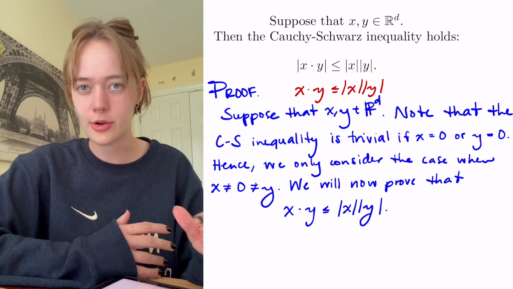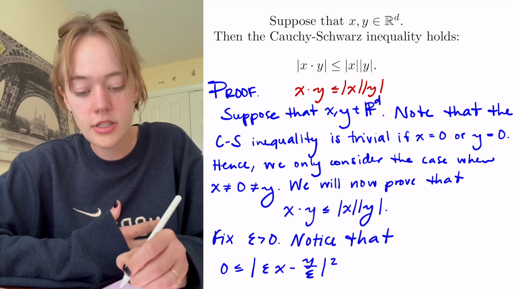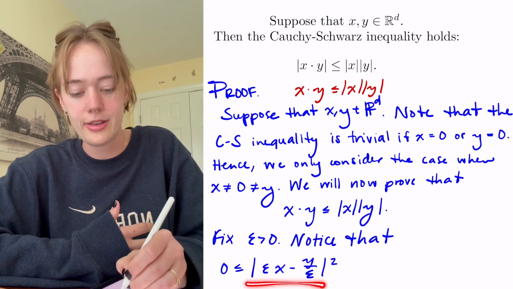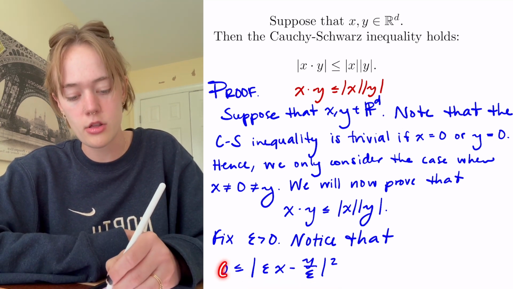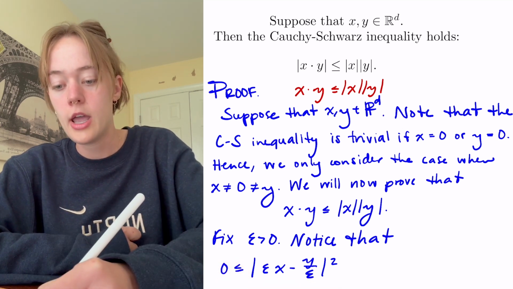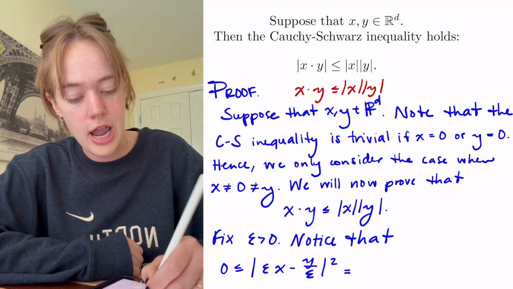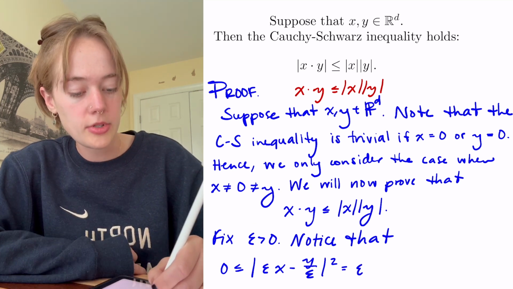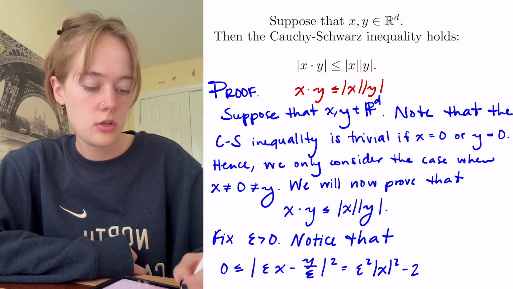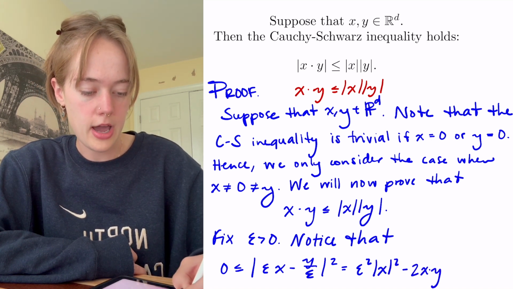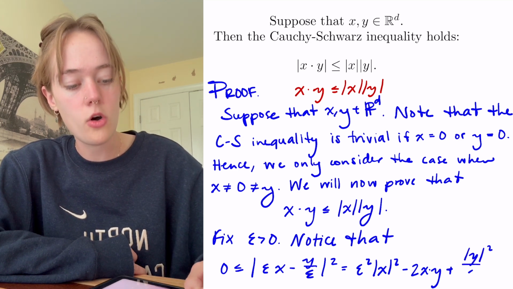So we're going to fix epsilon greater than 0 and make a really clever observation that's going to lead us to what we want. So this is clearly a non-negative quantity, right? This is going to be a positive number squared, so this is clearly going to be greater than or equal to 0. And if we were to expand that out, just using our FOIL, first, outer, inner, last, we're going to get that this is actually equal to epsilon squared times the magnitude of x squared minus 2 times the dot product of x and y plus the magnitude of y squared all over epsilon squared.